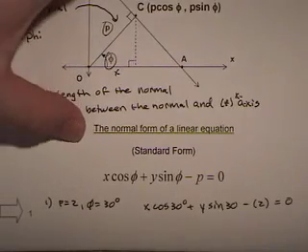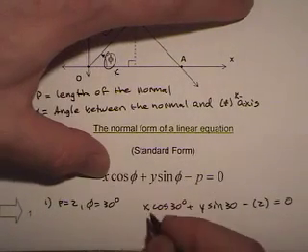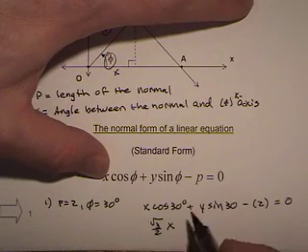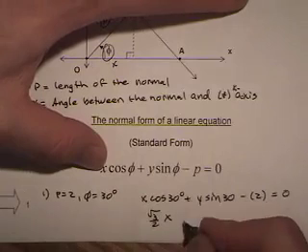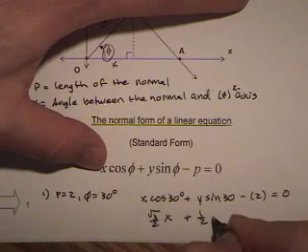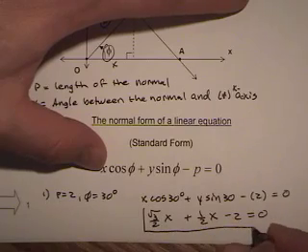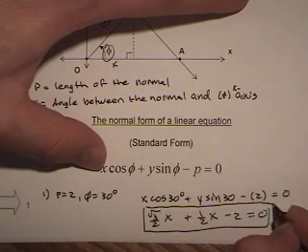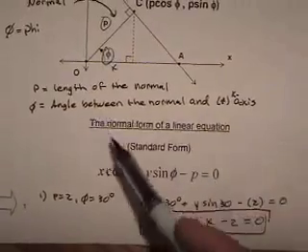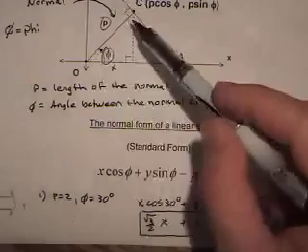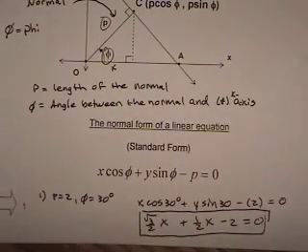Cosine 30 is root 3 over 2. If you go from your 30-60-90 triangle, sine 30 is a half, and there you go. So given those two things, I can write the standard form of the normal form of a line, the line that I made up to be perpendicular to my curve, my surface, or my line.